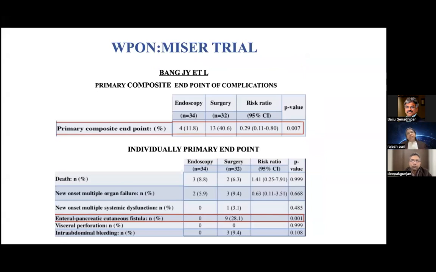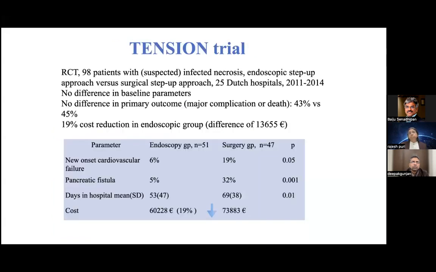Now, what does the literature say? If you look at the MISER trial, when they compared endoscopy versus surgery, with an equal number of patients, they showed that the primary composite endpoint in the form of complications was less in the endoscopic group in comparison to surgery, and enteropancreatic cutaneous fistula was not there in the endoscopic group, while it was seen in around 9 patients, that is 28% of the patients in the surgical group.